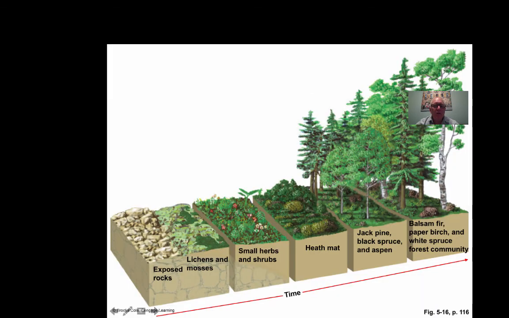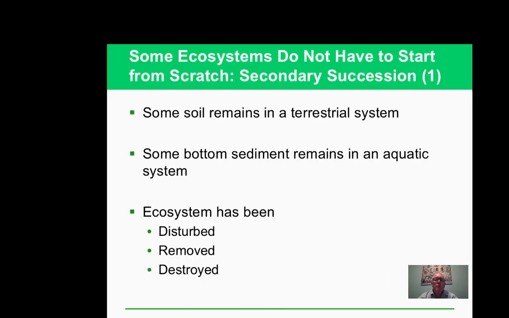And here's an idea of it in a picture form. So, you know, you have your rock, and there's the lichens and the mosses, and then you get small things, and then you end up with these trees in the end. So that's the idea of primary, secondary, and then climax communities.